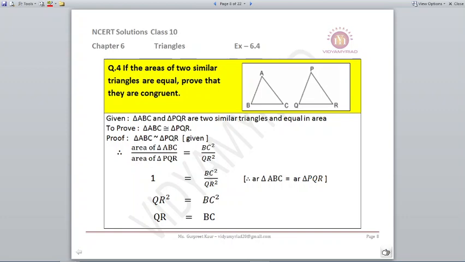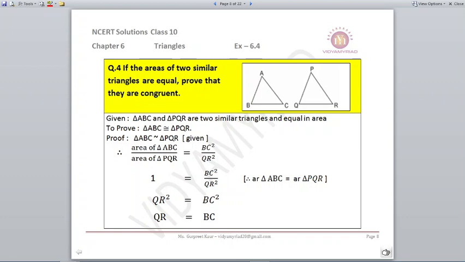It is given to us. So what we will do is, area of triangle ABC upon area of triangle PQR will be equal to BC square upon QR square. Now areas are equal, so we can say 1 is equal to BC square upon QR square, which means QR square will be equal to BC square. Square, square cancel. That means QR is equal to BC.